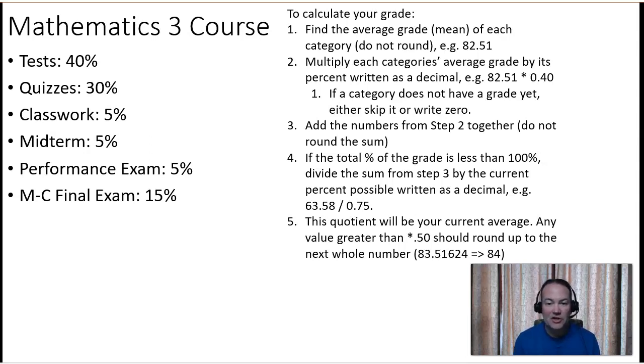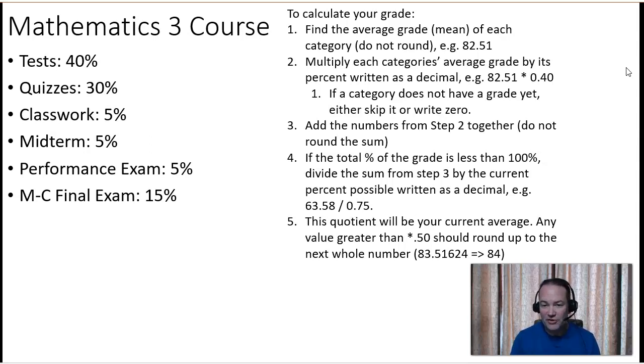Once you get that, you're going to add together all of the numbers from step 2. So you're going to add together all of the averages multiplied by the percent weight. You're going to add all of those numbers together. Probably, if you add all of those numbers together, there's a good chance, especially early in the semester, that that number is going to be way less than a passing grade, even if you have decent grades. But here's what you have to do.